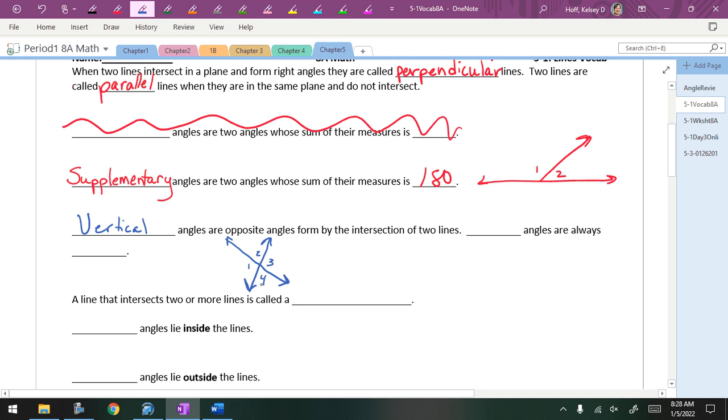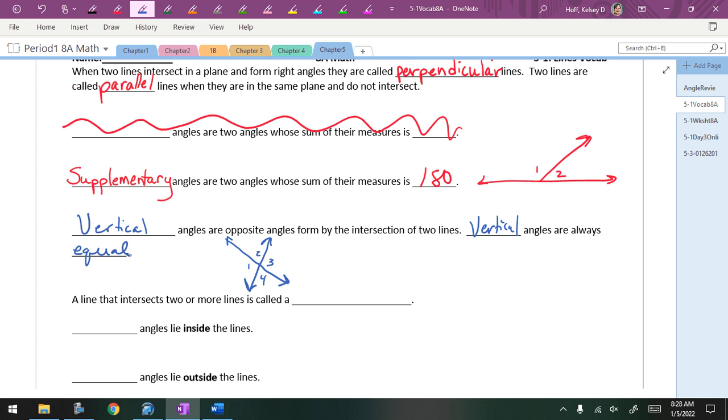Vertical angles are always equal. In that diagram that Ms. Hoff drew, I would make sure you draw that because we're going to look at it here. Vertical angles have to share the same hinge point, like the same vertex, but they are opposite. They're completely on the other side from one another.